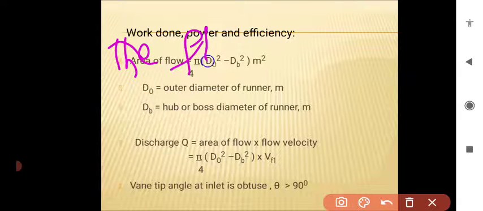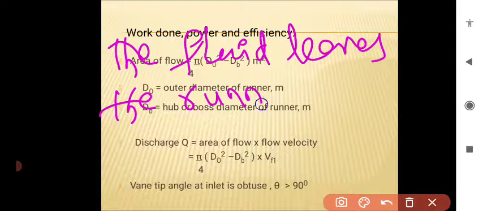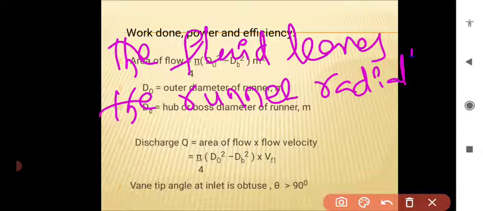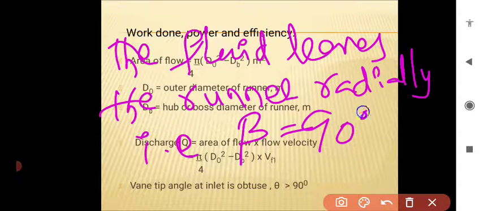and next one is the fluid leaves the runner radially, that is beta is equal to 90 degrees. These are the important points for the Kaplan turbine.